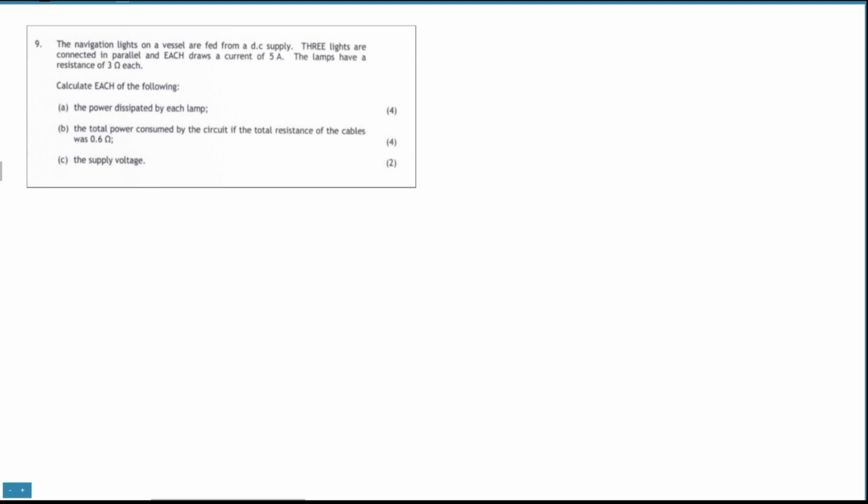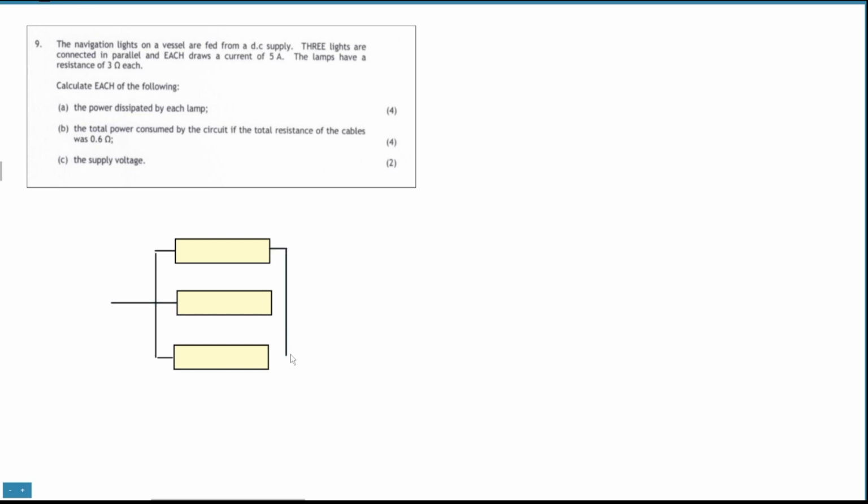Okay, we're going to take a look at question number 9. The navigation lights on a vessel are fed by a DC supply. 3 lights are connected in parallel, and each draws a current. I'm going to model these lights as if they were resistors, because as far as I'm concerned it's basically the same thing. Let's grab 3, and since they're connected in parallel, I'm going to draw them in parallel like this.